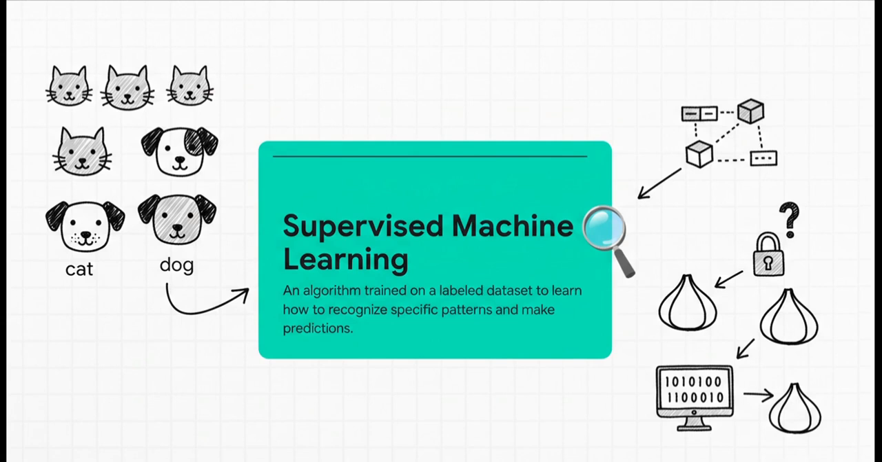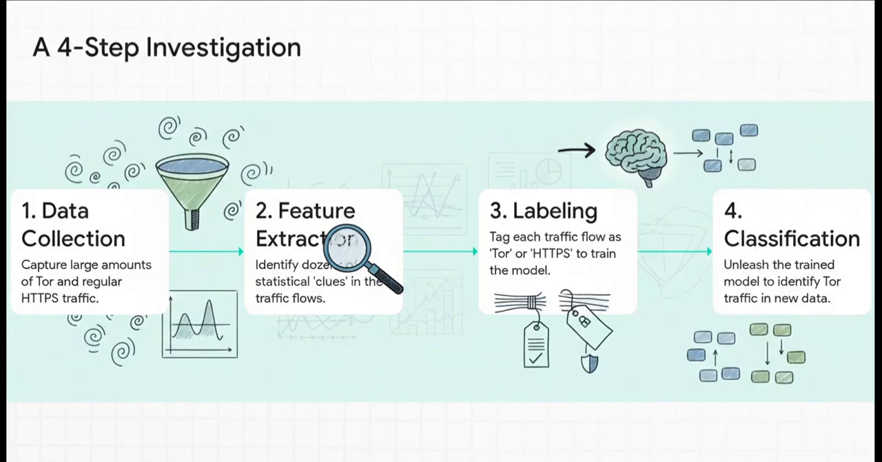You do that enough times, and pretty soon it learns to recognize the patterns of a cat or a dog all on its own. Well, these researchers did the exact same thing, but instead of cats and dogs, they used network traffic. And their process was incredibly systematic. First, they collected a ton of data. Then they extracted dozens of statistical features. You can think of these as tiny, tiny clues, like the exact timing between data packets or the average size of data chunks. They labeled all this data to teach the AI what to look for, and then, for the final test, they unleashed their trained model on new data to see if it could actually tell the difference.